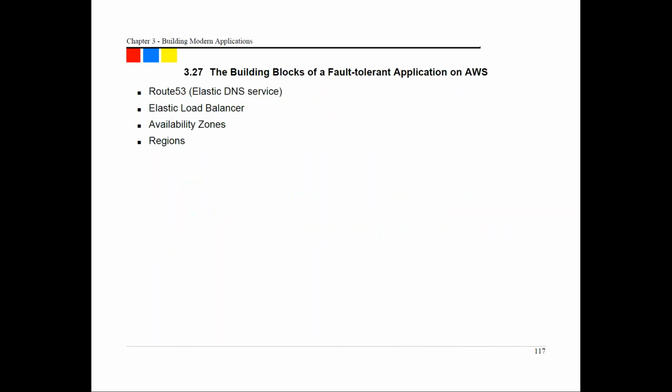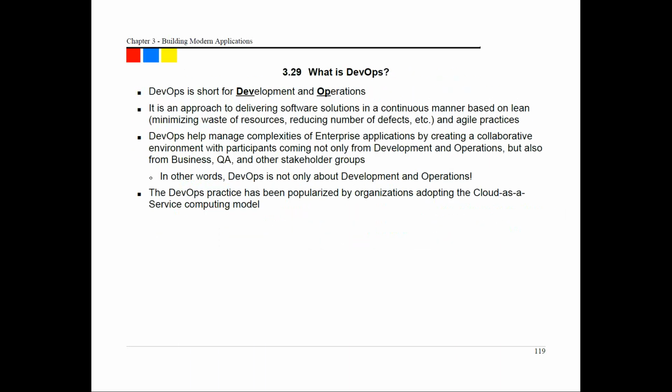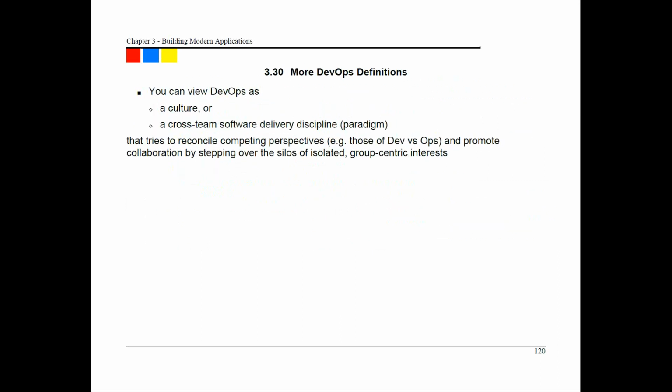And I'll give you a quick overview of DevOps. The DevOps idea, short for development and operations, is an approach to delivering software solutions in a continuous manner. So we break down the barriers between development and operations, and manage complexities of enterprise apps by creating an environment and a pursuant architecture that supports continuous deployment and continuous feedback on operations.